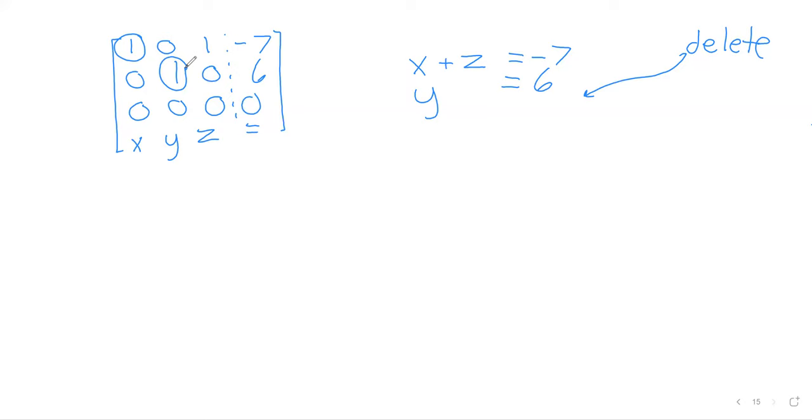So solutions do exist. And after we circle our pivot positions, we notice that one of the variables doesn't have a pivot position in its corresponding column. That means that z is free. And the fact that the last column is not a pivot column, combined with this free variable, means that infinitely many solutions exist. And we've got this x plus z equals -7, y equals 6.